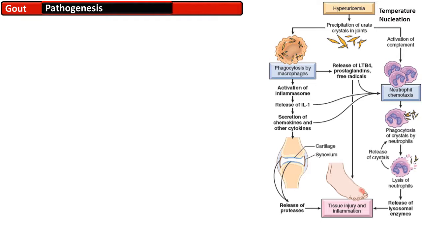This inflammatory response is shown in this diagram, where these monosodium urate crystals are first phagocytosed by the local macrophages, which release leukotriene, prostaglandin, free radicals, and there is simultaneous activation of the complement, which recruits neutrophils through chemotaxis also, and these cytokines can directly induce the tissue damage.